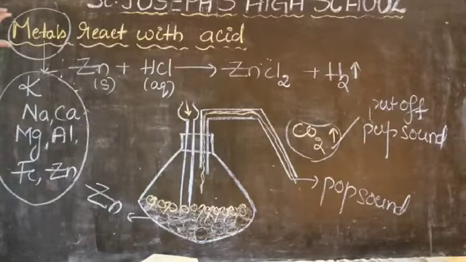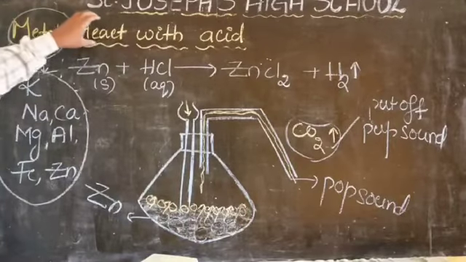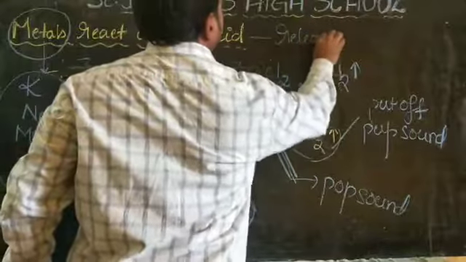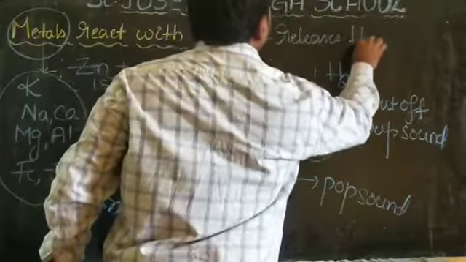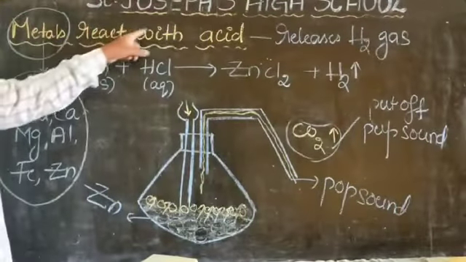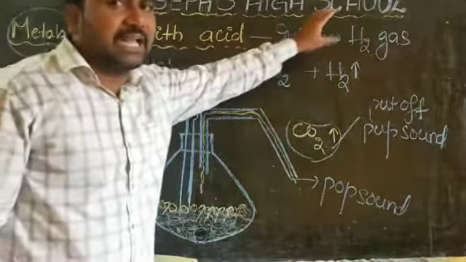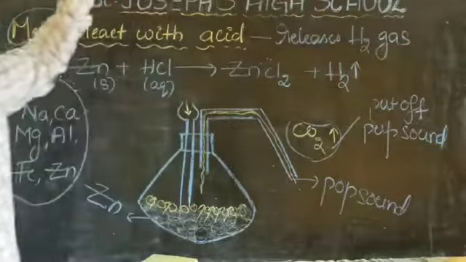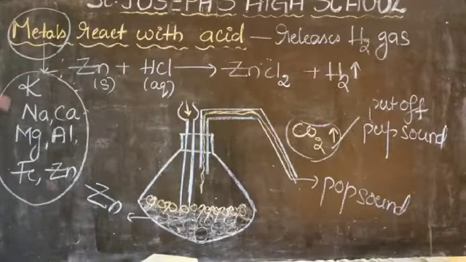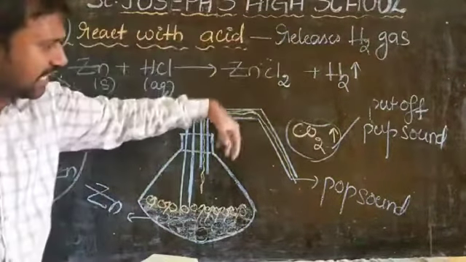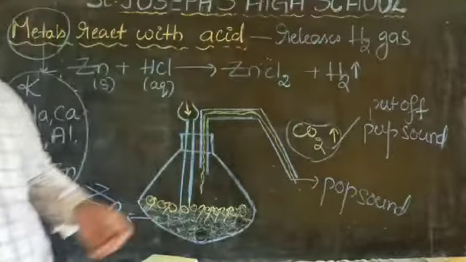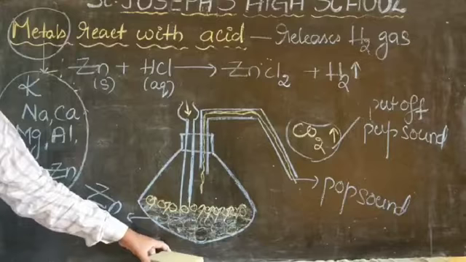So what is the statement I am giving? When metals react with acids, they release hydrogen gas. Is it clear, children? Remember this conclusion. Any metal reacting with any acid releases hydrogen gas. Remaining chemical properties, next class we will discuss. Thank you.